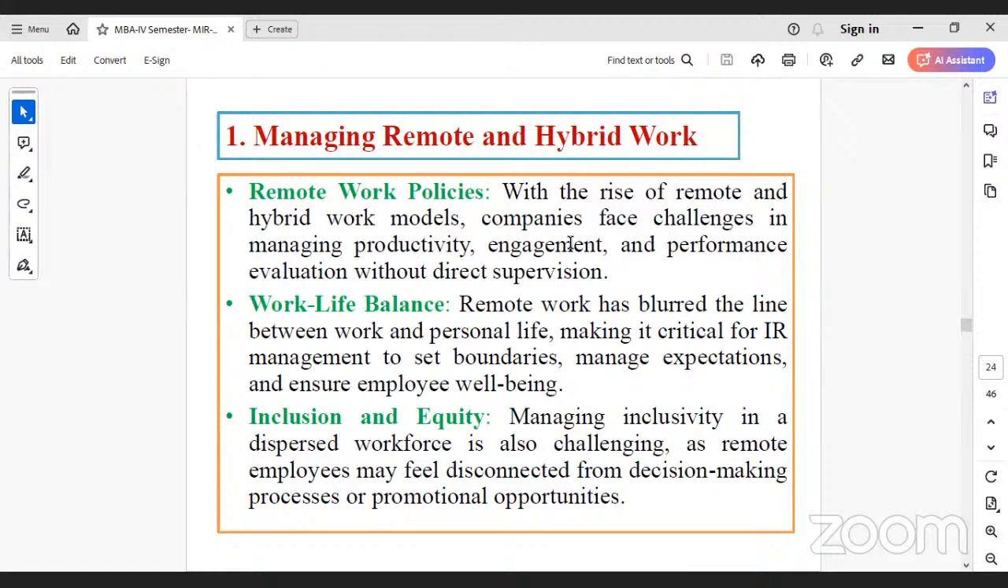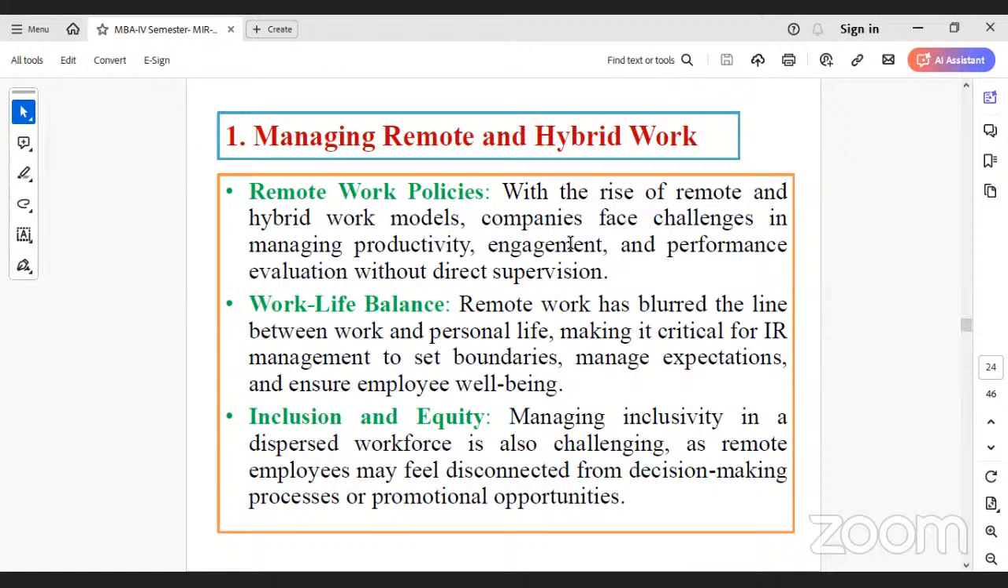So they set some boundaries in terms of time, work nature, culture, and time limit, and they also put some expectations, some targets. Altogether, it is about how people work and how they live their personal life. So work-life balance, these two things are most important under the hybrid work category. And inclusion and equity.